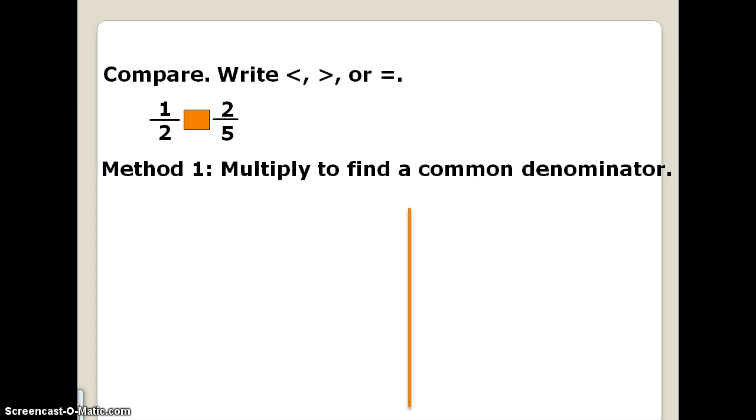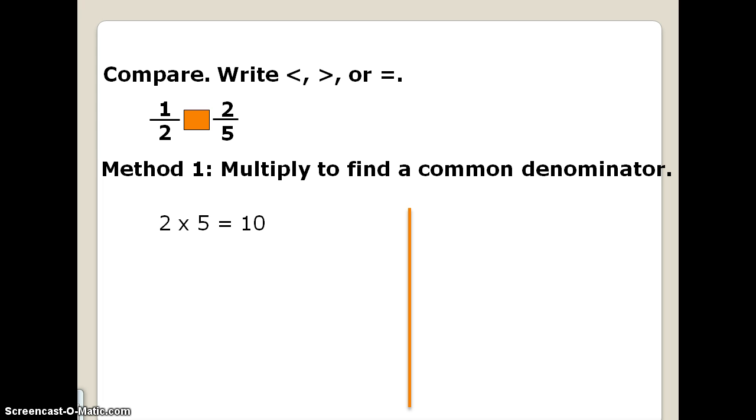Okay, let's compare 1/2 to 2/5. Now think about the number 1/2. We know pretty well what 1/2 looks like. So in terms of 2/5, we would think about what half of 5 is, and half of 5 is 2.5. So we know that 2 out of 5 is less than half. But let's go through the process anyway, just to understand it better.